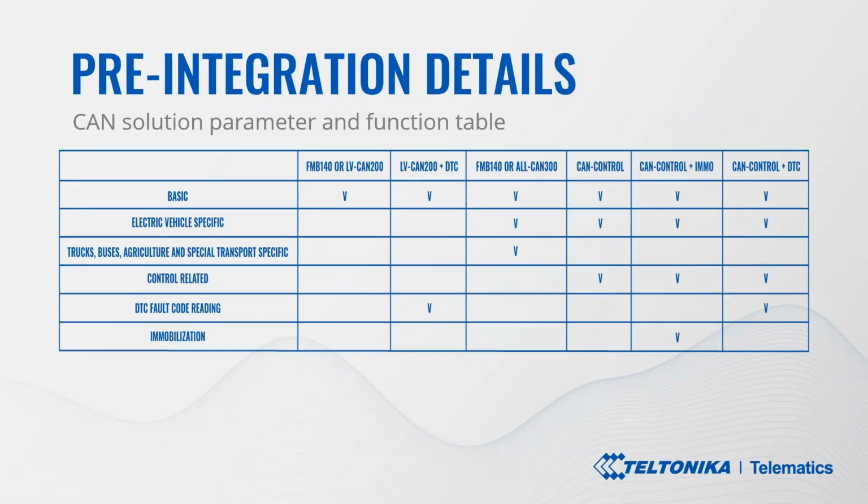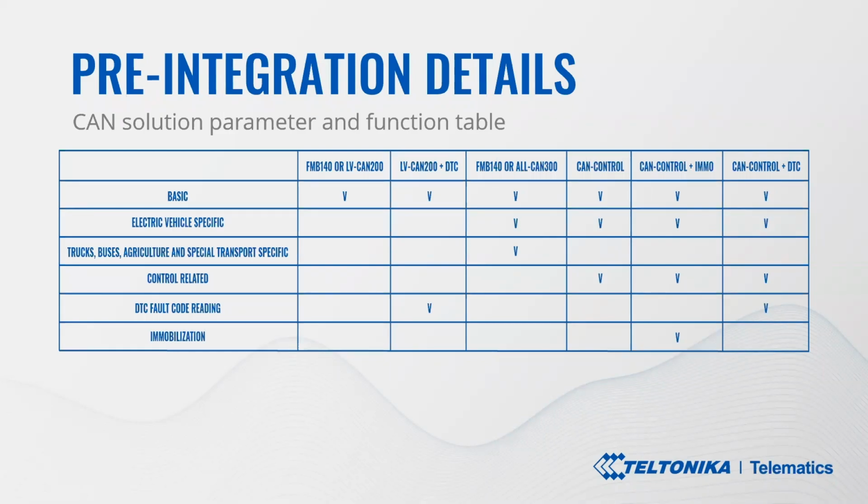Additionally, there is a number of specific parameters related to trucks, buses, agricultural machinery, and special transport. Such parameters can be defined as axle loads, mowing status, PTO, and these are only available using our all-CAN solution, so FMB 140 all-CAN option or all-CAN 300.